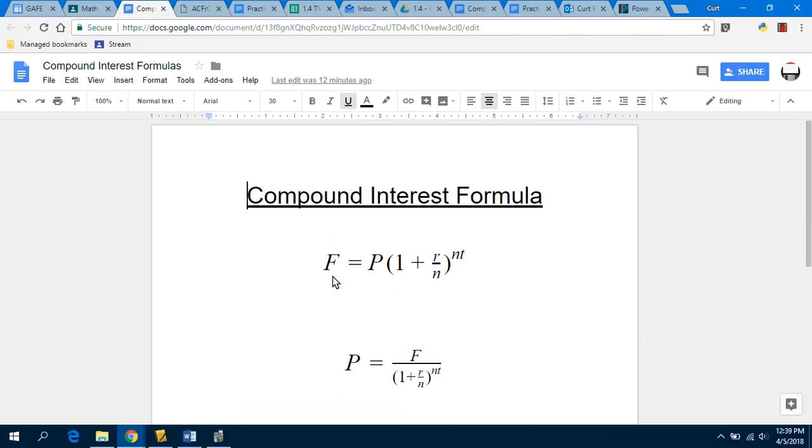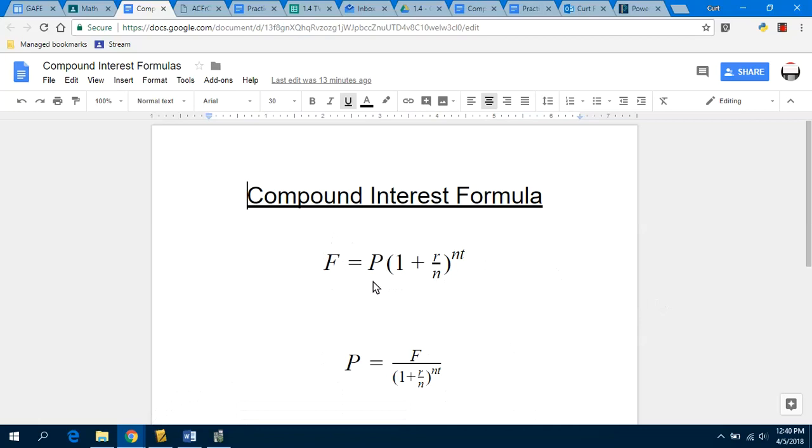Now, we're not always looking for the future value, however. Sometimes we might have a future value in mind, like a goal that we want to earn, and we might want to know how much money we have to invest in order to make that happen in a particular time at a particular rate of interest.